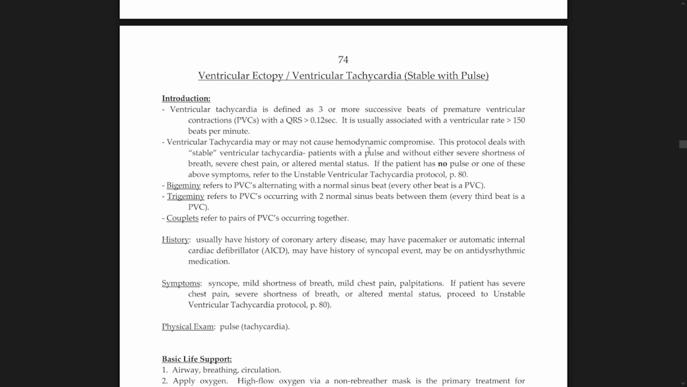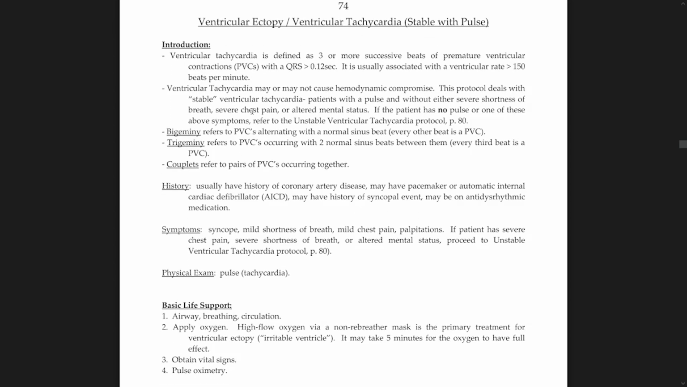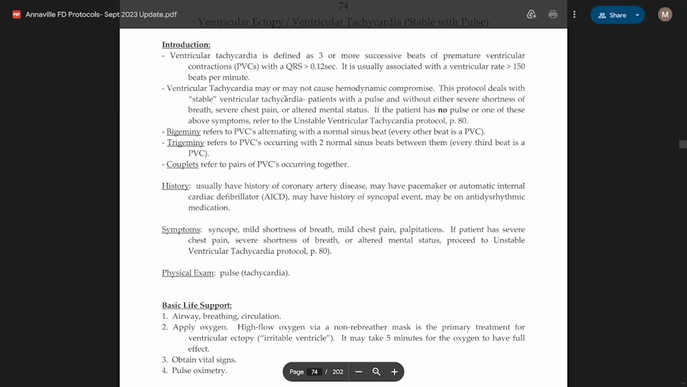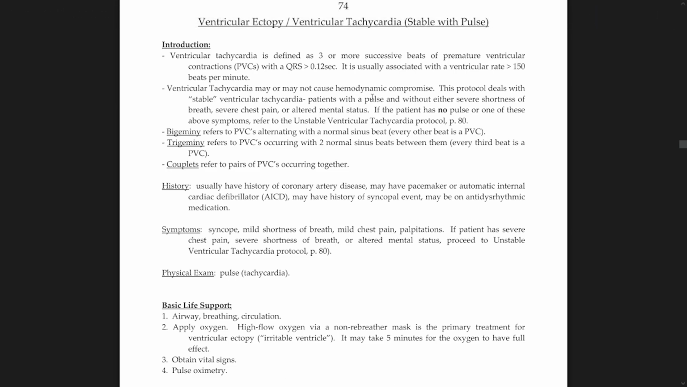It is usually associated with a ventricular rate greater than 150 beats per minute. VTAC may or may not cause hemodynamic compromise. The protocol deals with stable VTAC patients with a pulse and without shortness of breath, severe chest pain, or an altered mental status. If the patient has no pulse or one of the above symptoms, refer to the unstable protocol for VTAC on page 80.